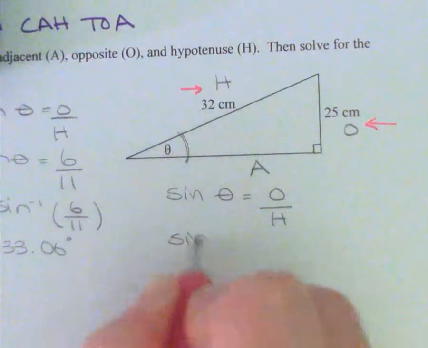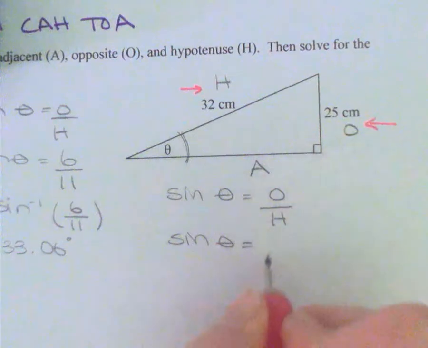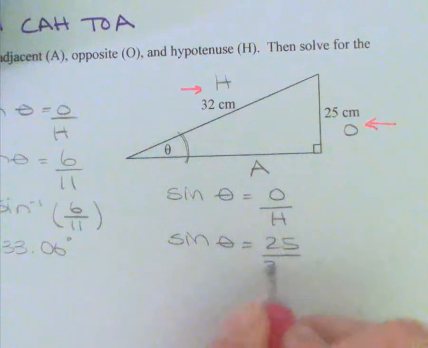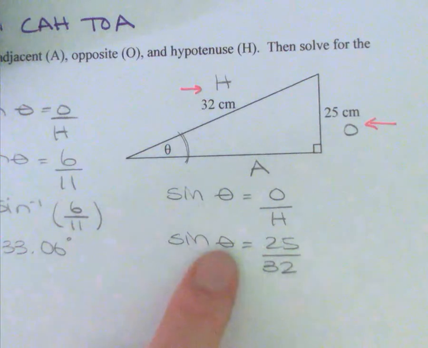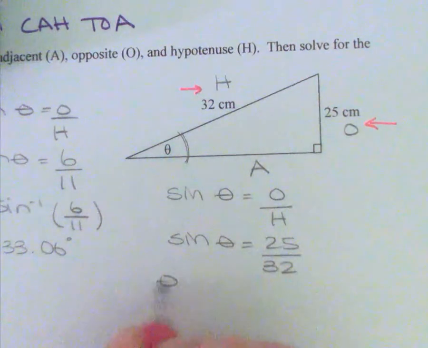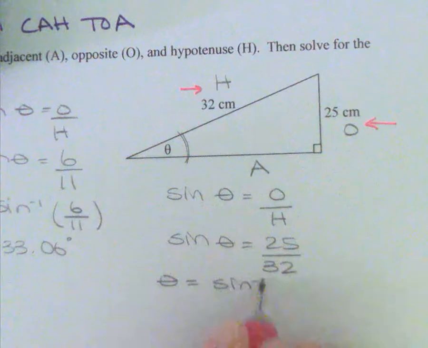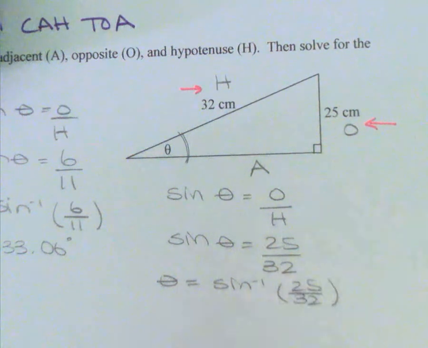So I have sine theta, opposite is 25, hypotenuse is 32. I'm looking for an angle, so I'm going to say theta is equal to sine inverse of 25 divided by 32. I don't change that. I don't need to do anything. I can just put it in my calculator like that.